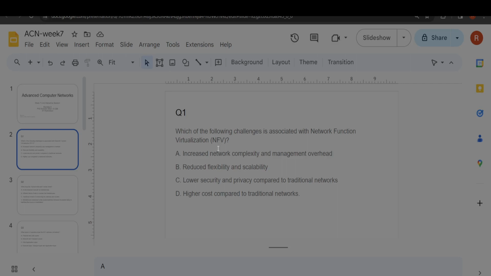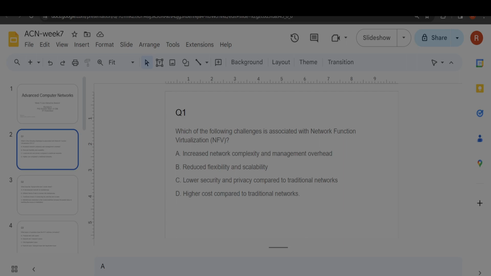which of the following challenges is associated with the NFV? Challenges of NFV. So one is increased network complexity and management overhead. There is reduced flexibility and scalability. Lower security and privacy. And third is higher cost.